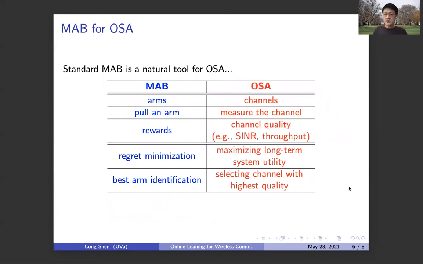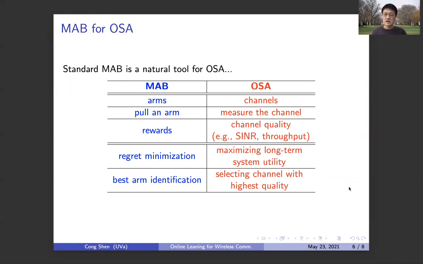I mentioned before that bandit is a very natural tool for OSA because there exists a very strong correspondence between the bandit components and the OSA components. You can think of arms in bandits as channels in OSA. Pulling an arm corresponds to measuring the channel, and the reward you are getting is the channel quality, for example, the SINR or the throughput of that particular channel that you just measured or used.